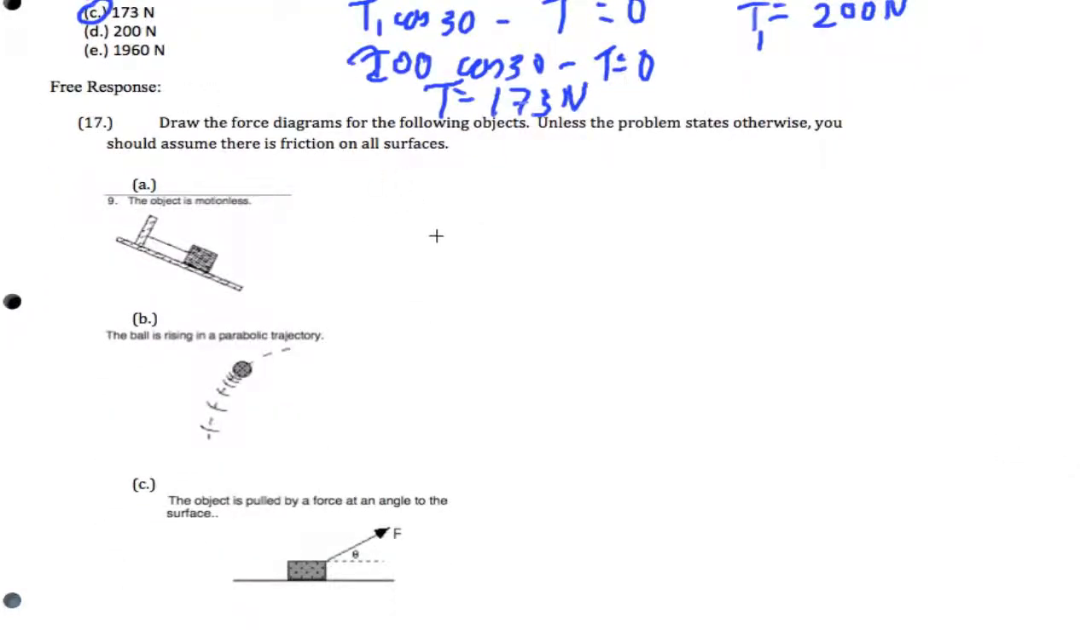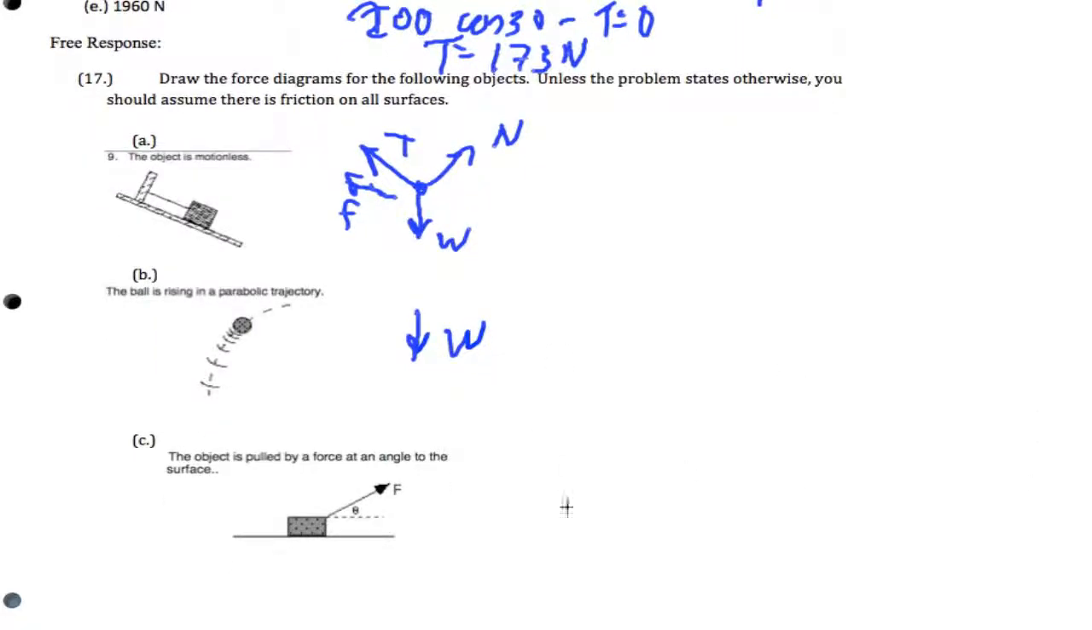So we want to draw the free body diagram. We'll assume there's friction on all surfaces unless they tell us otherwise. So we're going to have weight, we're going to have tension, we're going to have a normal force, and we'll assume it wants to slide down, so we'd actually put a friction force this way. Now, ball rising in a parabolic trajectory, the only force acting downwards is weight. Finally, for this last one, we're going to end up having a force here going at an angle theta. We have the weight, we have the normal, and we have the force of kinetic friction going backwards.